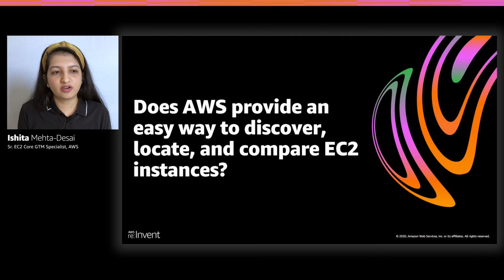The instance selection process that I discussed earlier is really helpful for customers to be informed about the available list of instances based on their constraints. But this process can become cumbersome when customers need to do a side-by-side comparison of instances that meet their requirement and narrow down to a particular instance. That is why we have customers almost always asking us if AWS provides an easy way to discover, locate, and compare EC2 instances. And the answer is yes, we do.